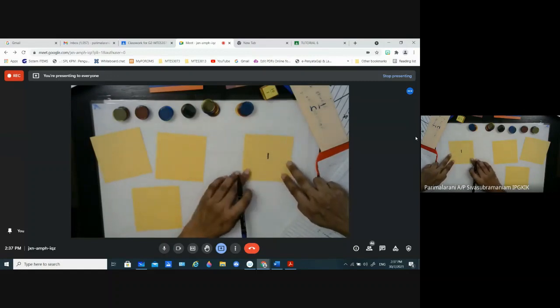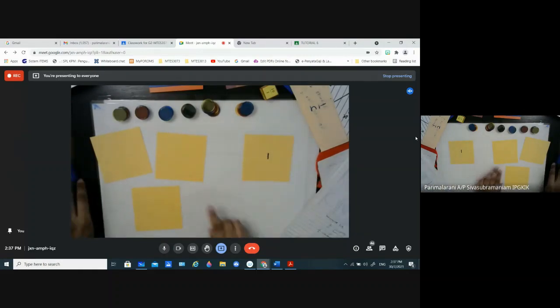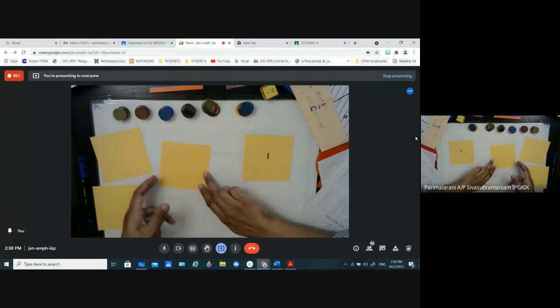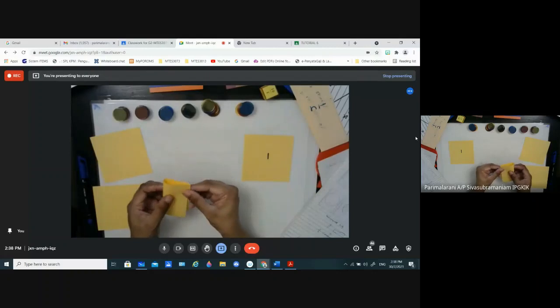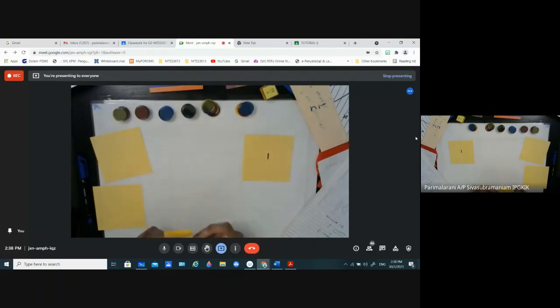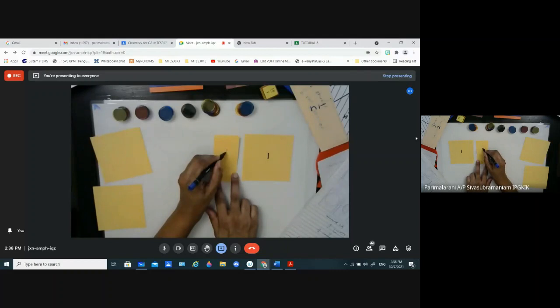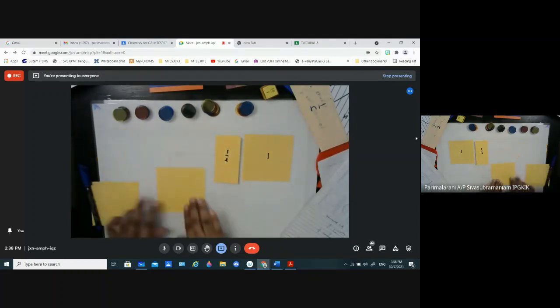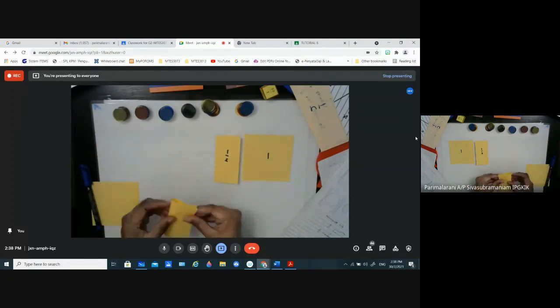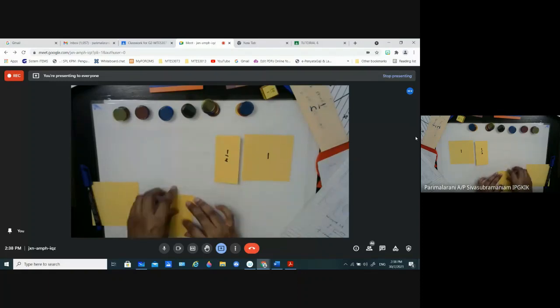If that is 1, I now want to show half. This is also 1, the same size. I want to show half. So I'm going to fold this into 2, okay? Okay, so this is half for me. This is 1, this is half, okay? And if I want to show quarters, choose fractions that are easy to work with in paper folding, okay? Don't choose fractions that are difficult to fold because we are only teaching concept here, okay?